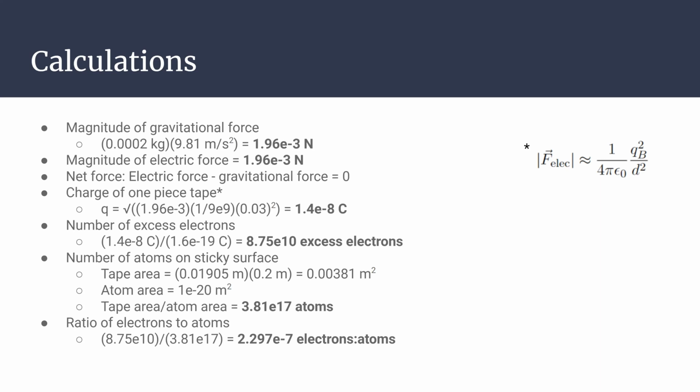For the charge of one piece of tape, I rearranged the electric force formula and calculated the charge, which came out to be 1.4 times 10 to the negative 8 coulombs. Then I divided that by the charge of one electron to determine the number of excess electrons on the tape. To calculate the number of atoms on a sticky surface, I calculated the area of the tape using the length and the width, and then divided it by the area of an atom. Finally, for the ratio of electrons to atoms, I divided the number of electrons by the number of atoms that I calculated.